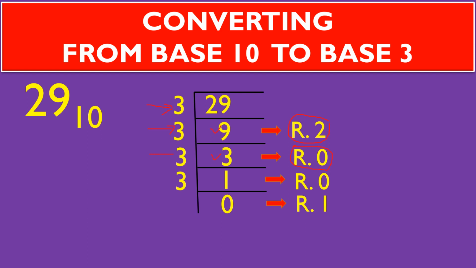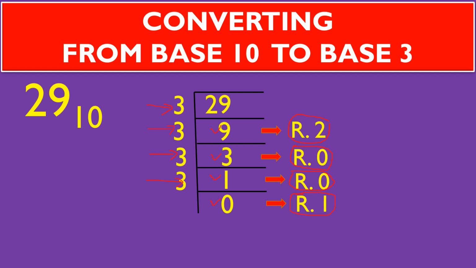Now we come again here and we divide by 3. 3 divided by 3, and here we get 1. And obviously 3 times 1 is 3, so there is no remainder. Then we come finally here and say, how many times can 3 go in 1? The answer is 0, and remaining 1.